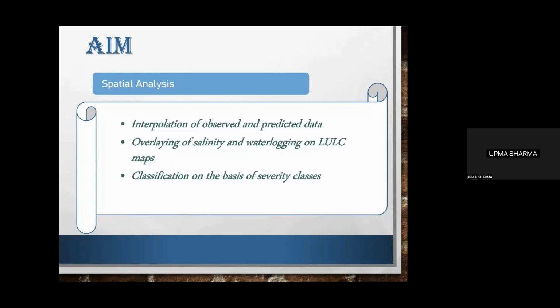What we do in LULC maps is this: interpolating observed and predicted data only gives you the spatial distribution of the salinity and waterlogging, but you don't know where the barren land occurs, where the river is, or where the crops are, like rabi crops such as wheat and mustard, whatever we are growing. We don't know what the condition of the salt is at what point, whether it is more in wheat, or more in mustard, or more in barren land. So we have overlaid these interpolated maps on LULC maps.